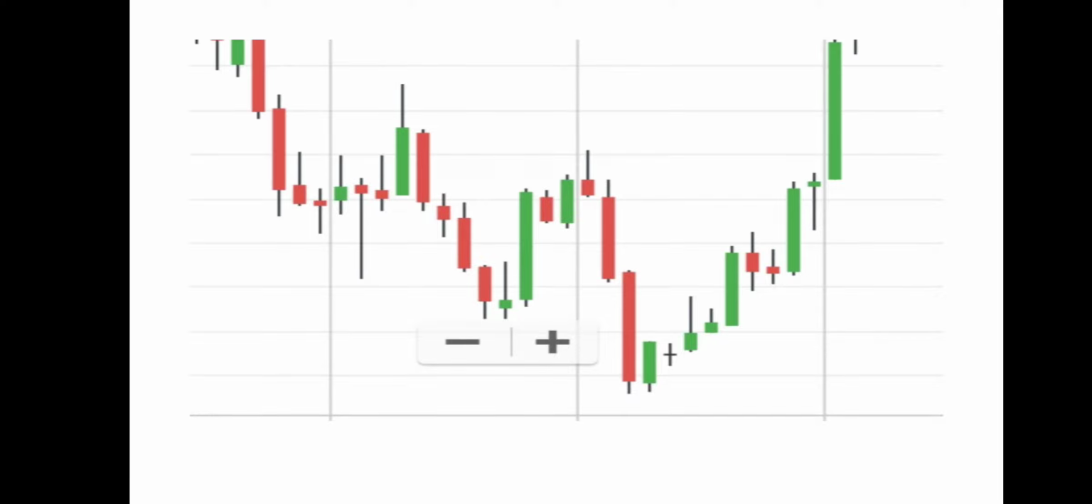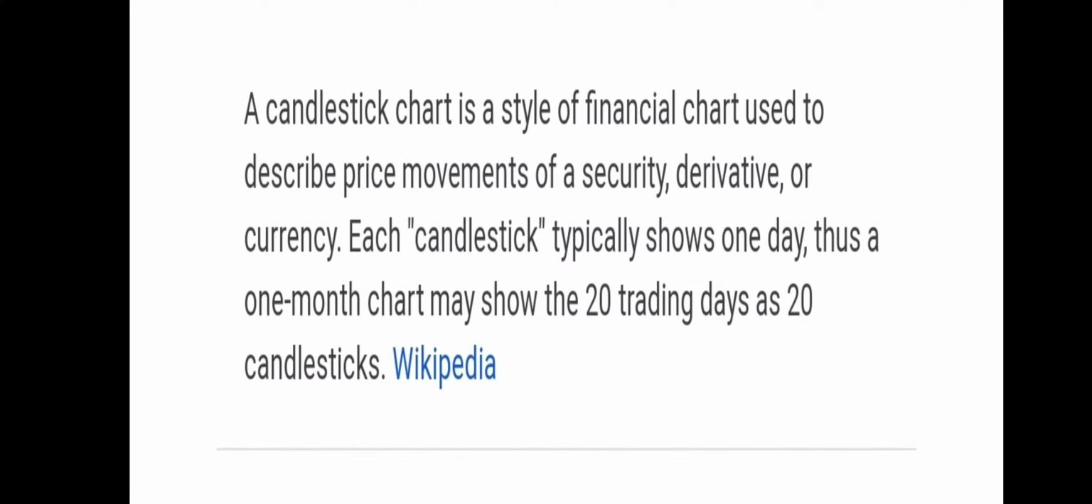Friends, today we will discuss the important topic of technical analysis, candlestick chart patterns. This is the fourth video of the stock market course, and if you want to become consistently profitable in the stock market, you have to learn the candlestick chart very well. So let me start. The first question that arises is, what is a candlestick?